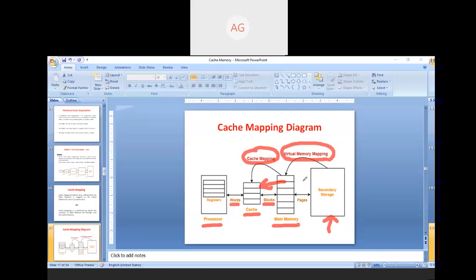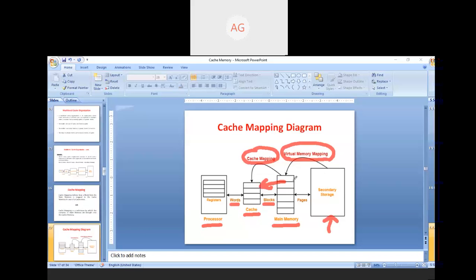So these are the two types of mapping. The cache mapping is between the main memory and the cache memory. So you need to remember the direction. The direction of the data is from the main memory to the cache memory. And in the same way, the virtual memory concept is between the secondary memory and the main memory. So here also the direction is from the secondary memory to the main memory.